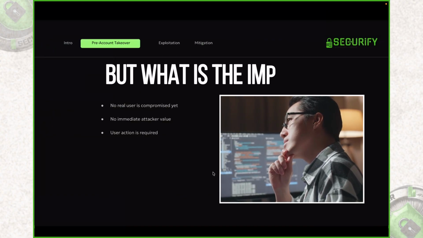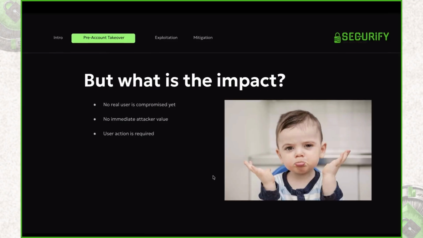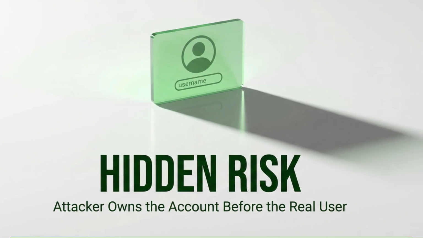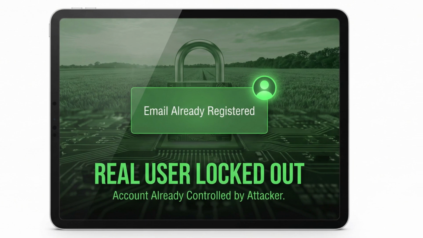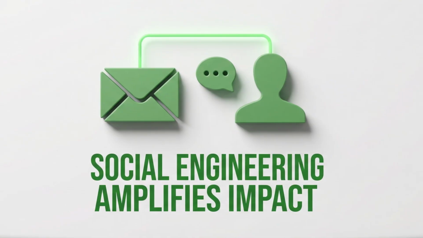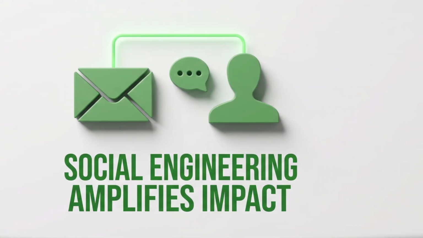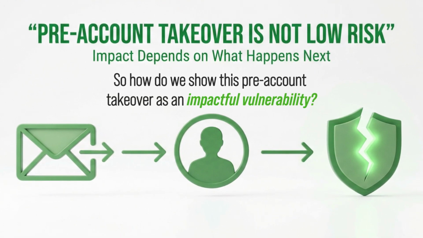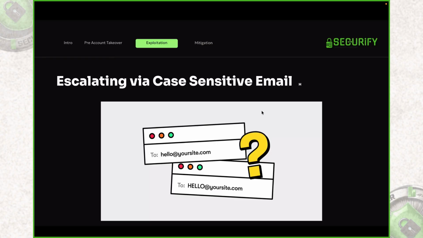But what is the impact? Since this account takeover does not compromise any real user and the attacker does not get any immediate value, it is very difficult to show the impact, and that may require a social engineering factor as well. So how do we show this pre-account takeover as an impactful vulnerability? Escalating via case-sensitive email handling.